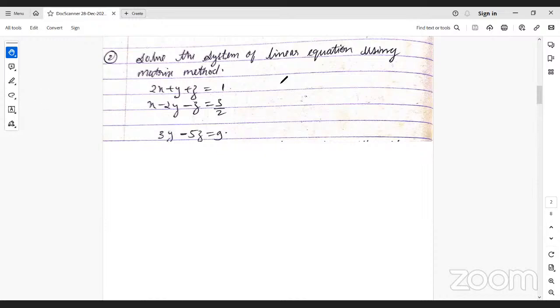So 3 simple steps we discussed that day. The first one is writing the matrix in the form A, B and X. This is the first step. You need to convert the given system in the form of A, B and what? A, B and X.